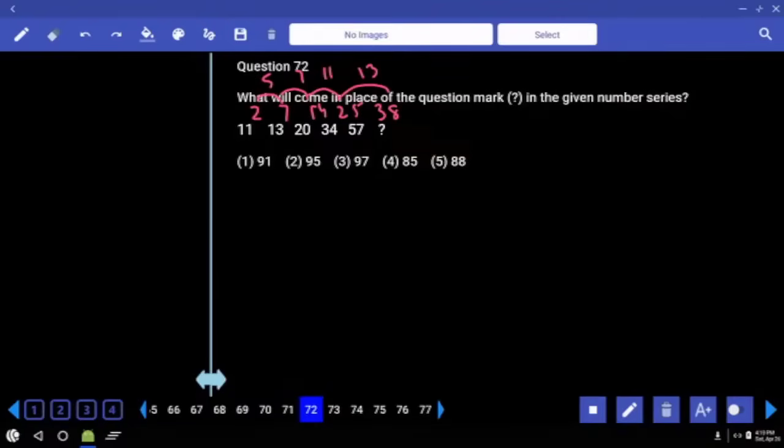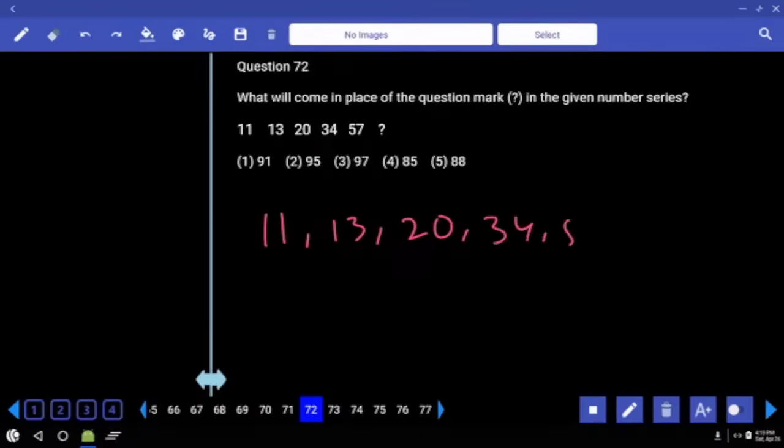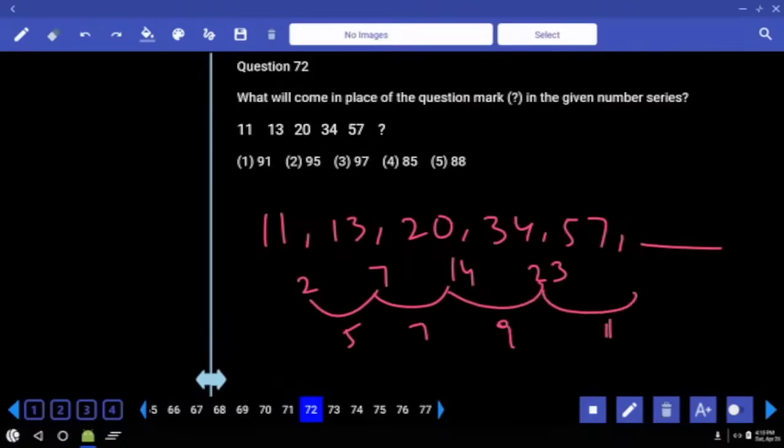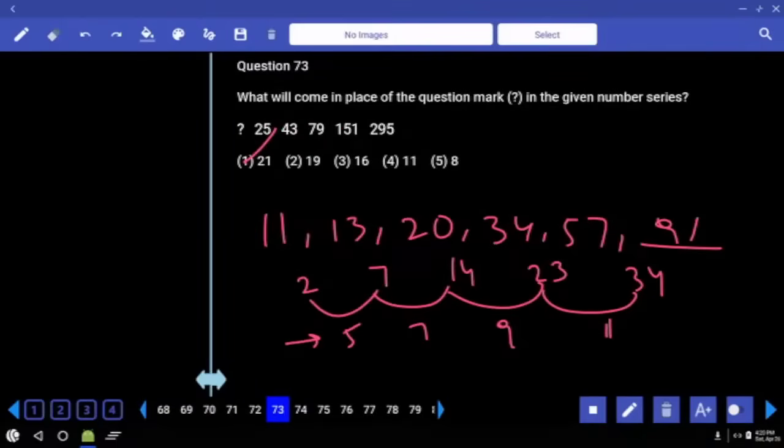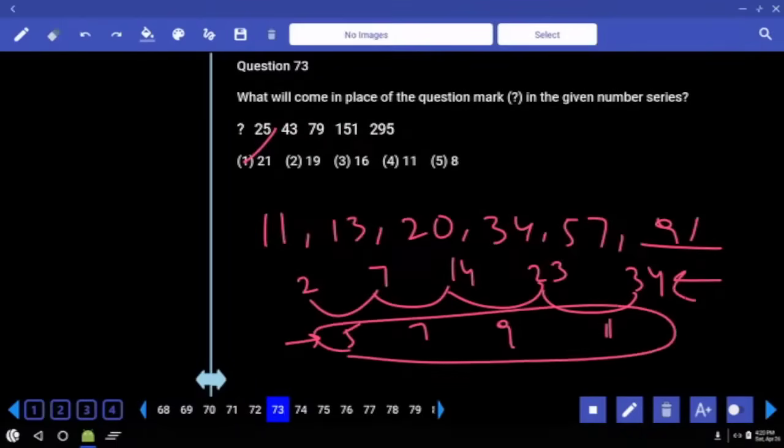Now 11, 13, 20, 34 and 57 are the numbers we have. Now here the difference is 2. Next one is 7. Here the difference is 14. Next one here 23. Good. Then here it is 5, 7, 9. Next one is 11. 23 plus 11, 34, and 91 is the choice. Differences are odd numbers. Or else these numbers can be written as n square minus 2: 2 square minus 2, 3 square minus 2, 4 square minus 2, 5 square minus 2, 6 square minus 2. Clear?